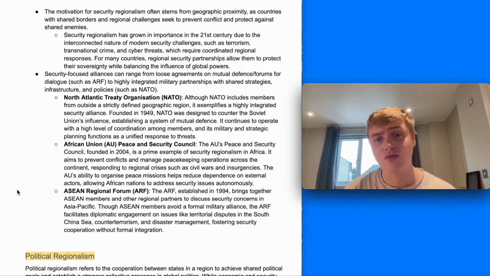And these alliances can range from loose agreements on mutual defence to highly integrated military partnerships with shared strategies, such as NATO. So NATO, although it includes members from outside a strictly defined geographical region, is mainly European. But you also, of course, have the United States and Canada. And it's really designed to counter the Soviet Union's influence in Europe by establishing a system of mutual defence.